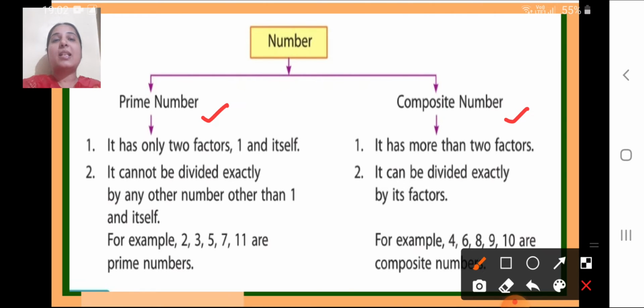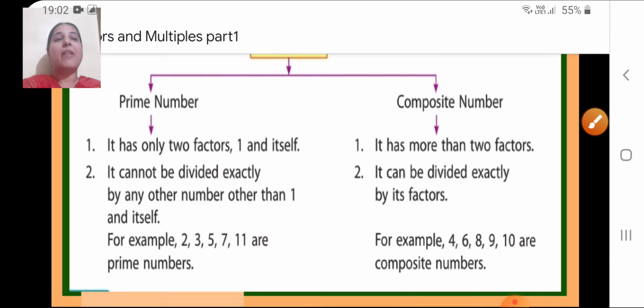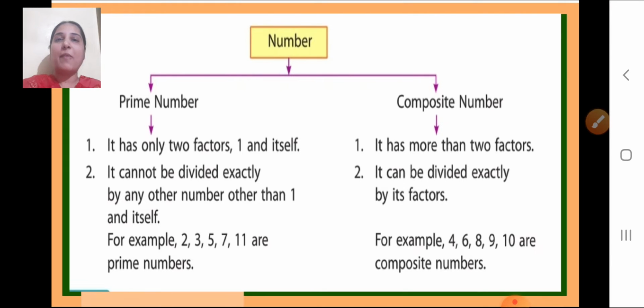Like for example 2, 3, 5, 7, 11, then 13, 17, 19, these are some of the examples of prime numbers, whereas the composite numbers can be divided exactly by its factors. For example 4, 6, 8, 9, 10, 12, 14, 15, 16, etc.